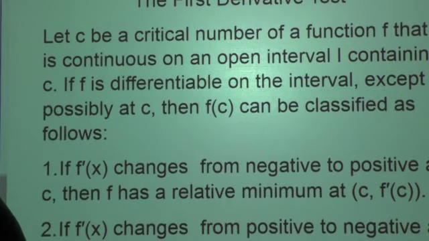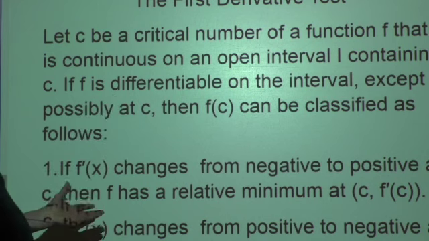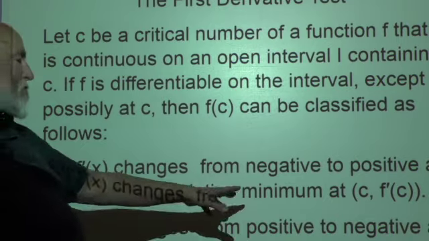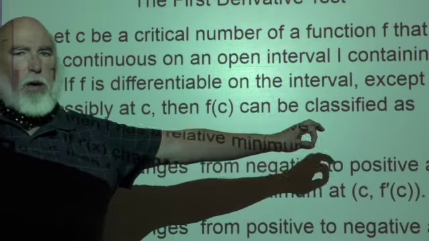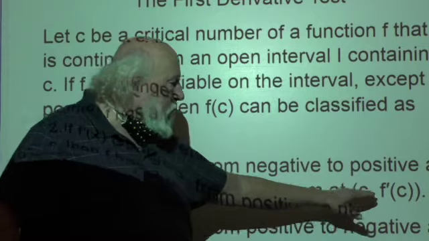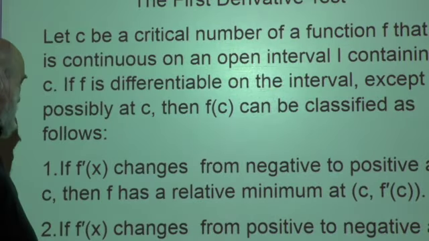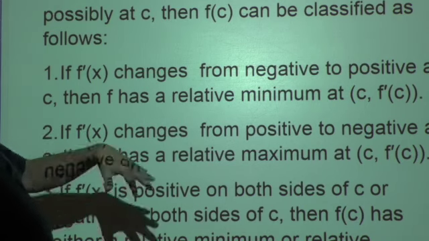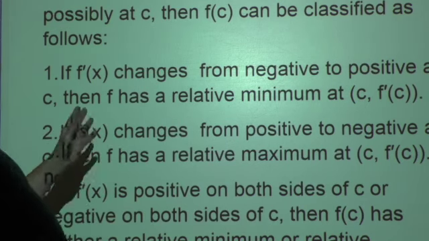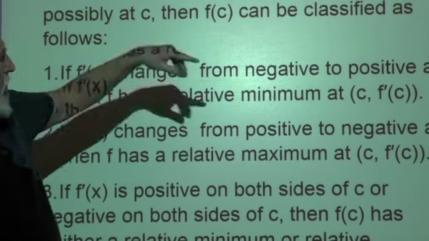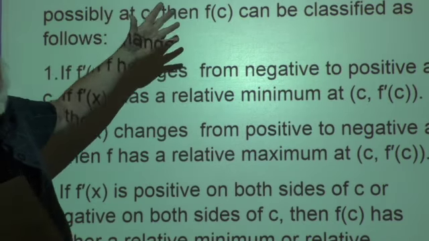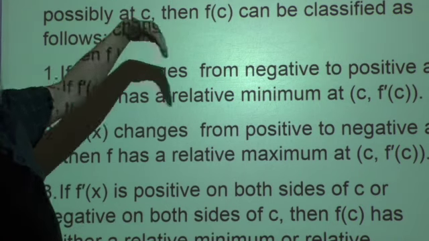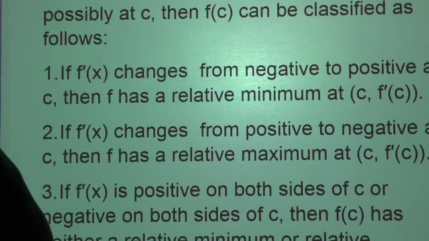So the first derivative test is going to tell us if we're going from a negative to a positive at c, and that means that the function has a relative minimum at the critical point based upon the critical number and the value of y for that critical number. If that slope changes from positive to negative, then f has a relative max. In other words, if it's going up and then coming back down, the point at the top, like a roller coaster, that's the highest point. So that's a relative maximum.